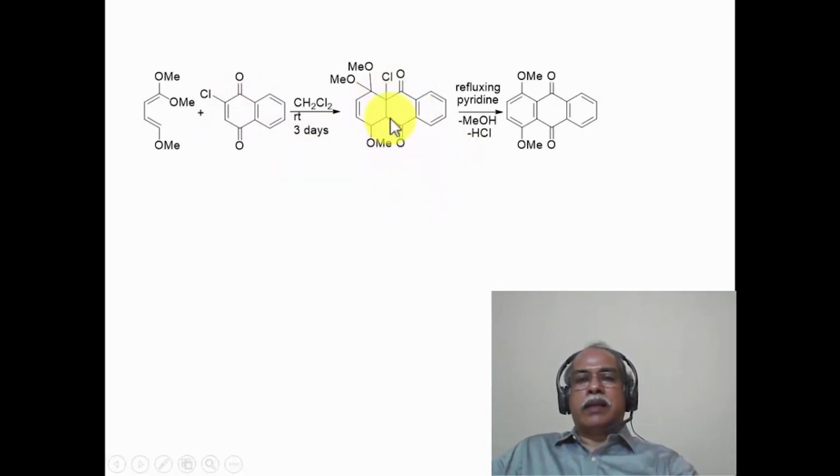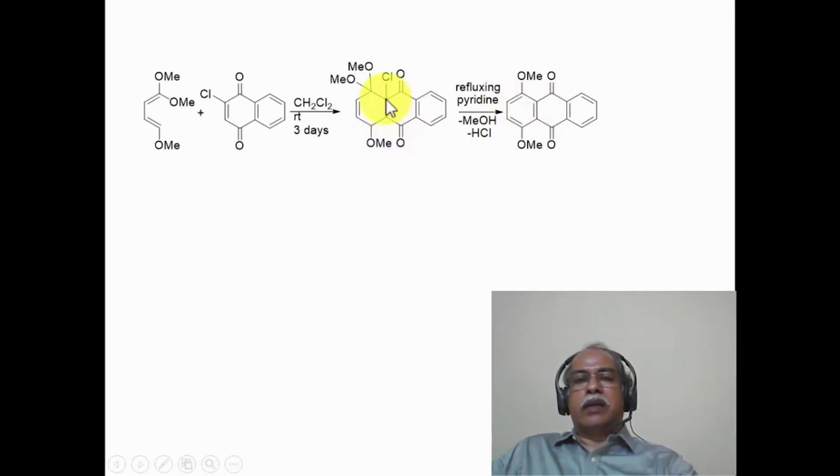Now, there is a hydrogen here which can undergo dehydrohalogenation, for example, to produce the double bond over here. There is a hydrogen here which can undergo methanol loss, 1,4 methanol loss. In refluxing pyridine, for example, the dehydrohalogenation produces HCl. The HCl can catalyze the loss of the methanol by protonation of one of the methoxy groups followed by proton loss from this position over here. 1,4 elimination of methanol is what is responsible for the aromatization of this particular ring.